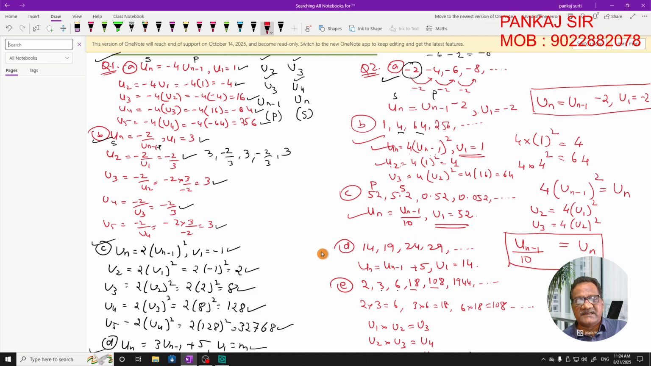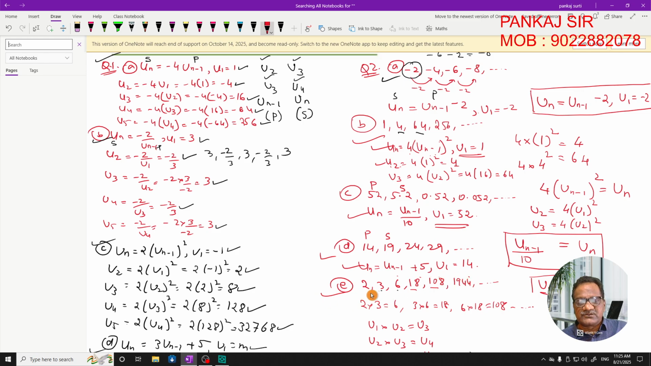That was C. D is 14, 19, 24, 29. Here you can see the relationship that the successive term, 19, you get by adding 5 to the previous term. Successive term is equal to 5 plus the previous term. The successive term will be un, the previous term will be un minus 1. This happens to be the general term for D, and the first term is u1.